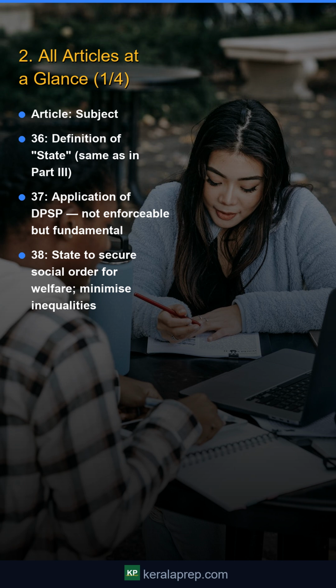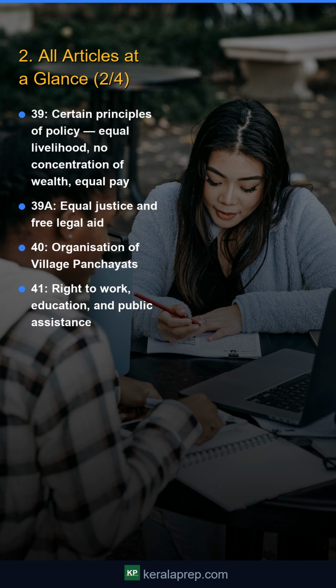2. All articles at a glance. Article 36: Definition of state, same as in Part 3. Article 37: Application of DPSP, not enforceable but fundamental. Article 38: State to secure social order for welfare, minimize inequalities. Article 39: Certain principles of policy, equal livelihood, no concentration of wealth, equal pay. Article 39A: Equal justice and free legal aid.